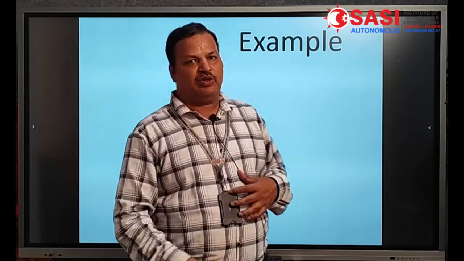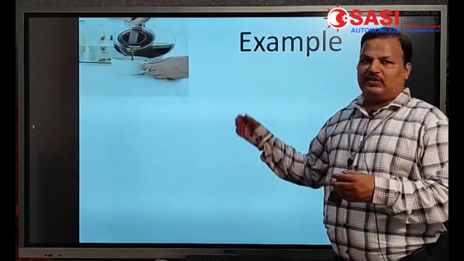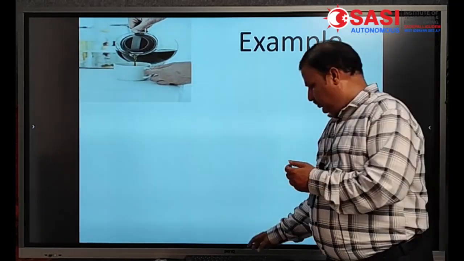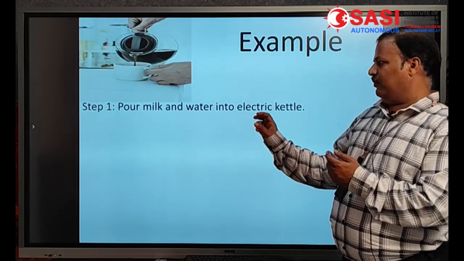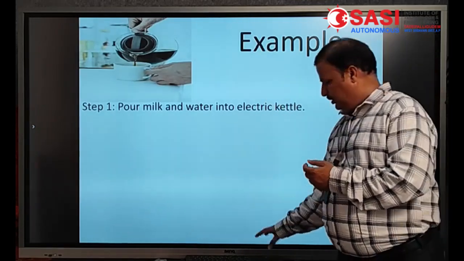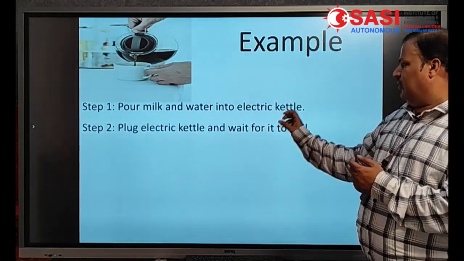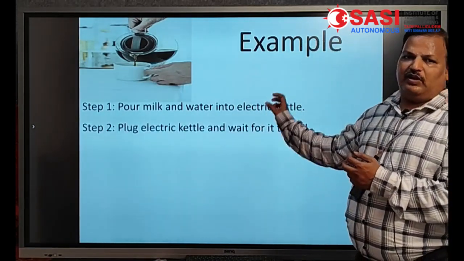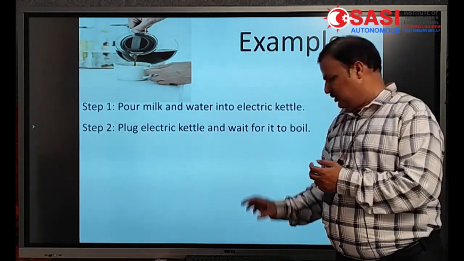We can see one more example. If you want to prepare a coffee, what are the steps we need to follow? For example, the first thing is we take milk and water, mix it and pour it into the kettle. Next, we plug in the electric kettle and wait for the water and milk mixture to reach a certain stage.